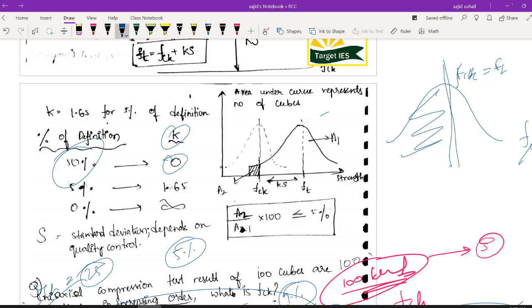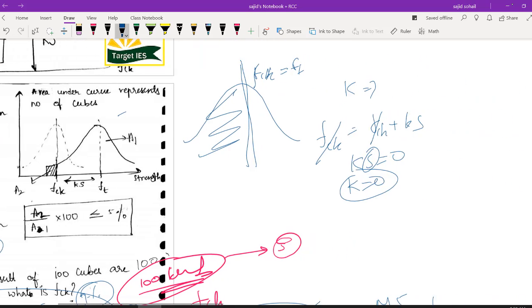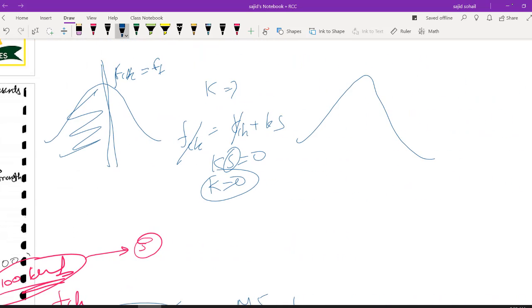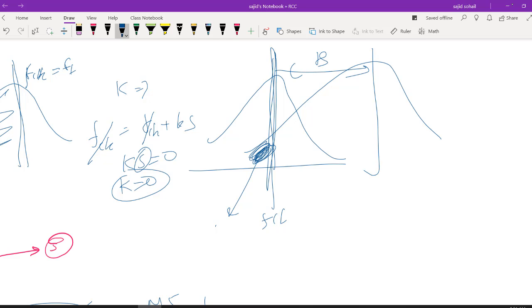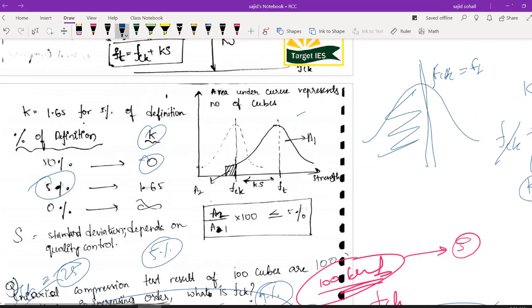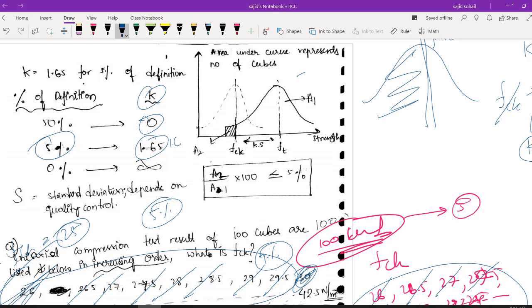Now as per the definition of characteristic compressive strength, it clearly says only 5% of your test results should fall below your fck value, right? So if your fck curve is something like this, your target strength should be such that this is your fck line, and only 5% of test results fall below this fck value. Then what is your K value? K value should be 1.65. If you want 5% of area, then K is 1.65. Very important.